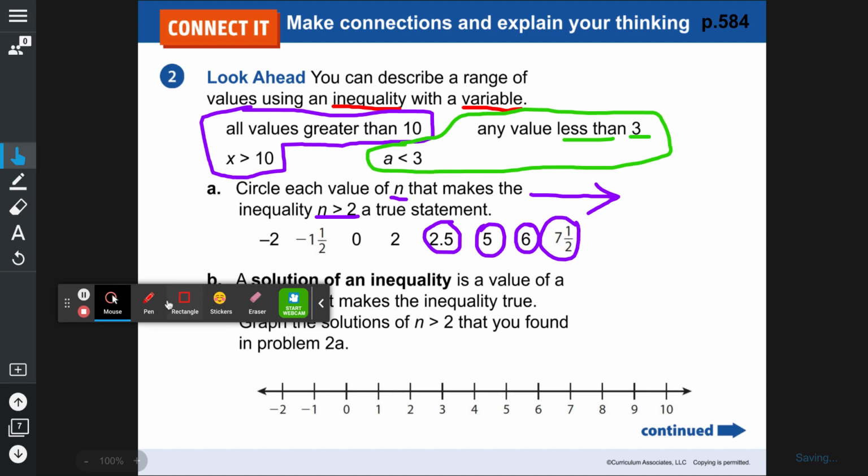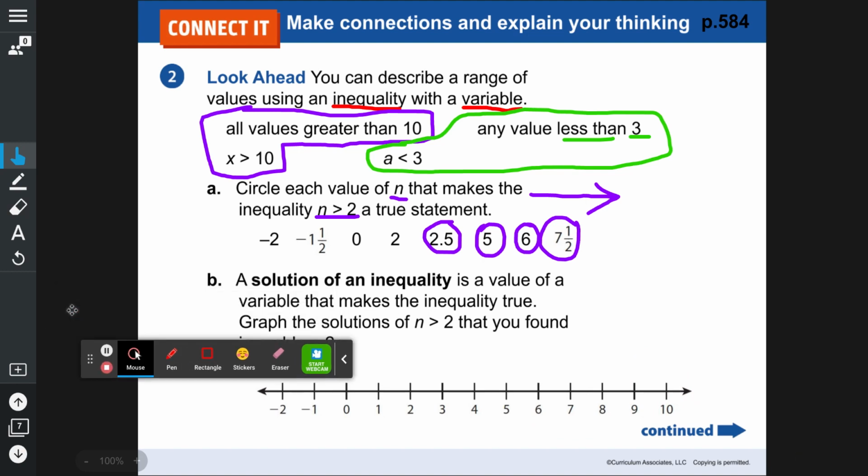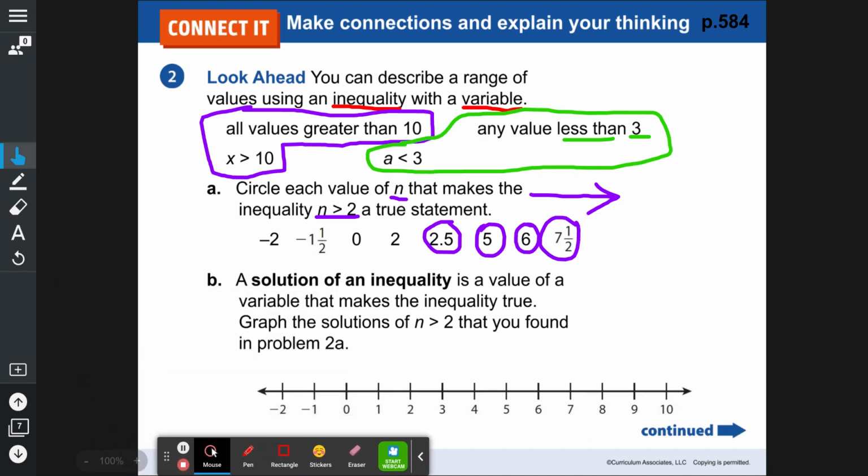Okay, so now when I'm looking at 2B, a solution of an inequality. So there is another vocabulary term. A solution of an inequality is a value of a variable that makes the inequality true. Graph the solution of n is greater than 2 that you found in problem 2A. All right. So what this is saying is that I want you to graph those points on the number line. It's all that it's saying there.